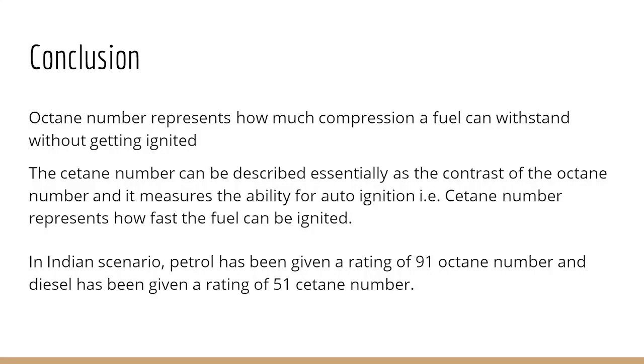Concluding what we have studied so far, we can say that the octane number represents how much compression a fuel can withstand without getting ignited, and the cetane number can be described essentially as the contrast of the octane number, and it measures the ability for auto-ignition. That is, the cetane number represents how fast the fuel can be ignited. In the Indian scenario, petrol has been given a rating of 91 octane number and diesel has been given a rating of 51 cetane number. That will be all.